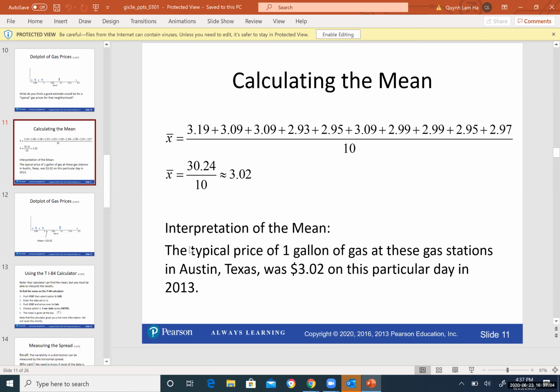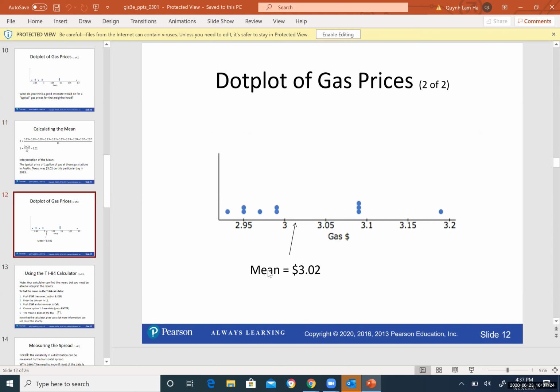So let's interpret that. I'll interpret it in my own words. Here's how I interpret this: the typical price of 1 gallon of gas at these gas stations in Austin, Texas was $3.02 on this particular day in 2013. When I compute it, you will see the typical value stays right here.